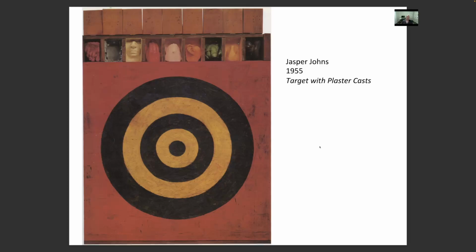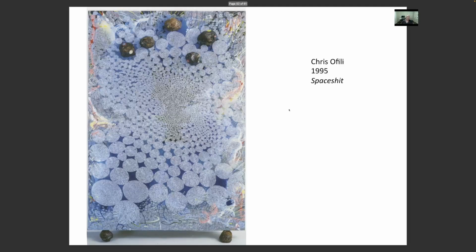This is Jasper Johns's target with plaster casts. Again, this is collage built up, and then over the collage is this wax paint target. And then up here we see that he has cast different body parts. Originally, when you saw this, these were doors that were closed, so you would walk up to the painting, open the door to see what was behind it. Now, I think this is in the MoMA, and it's behind glass, so these doors are permanently open, and obviously you can't touch it, but anyway.